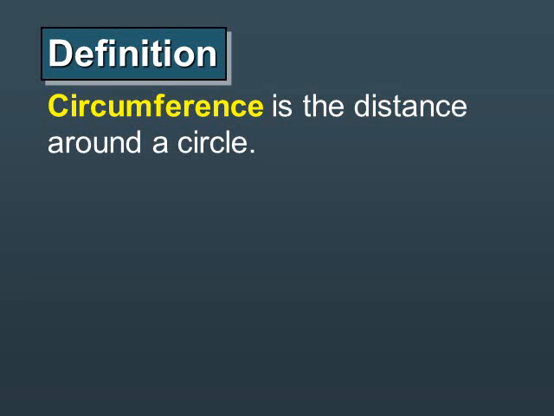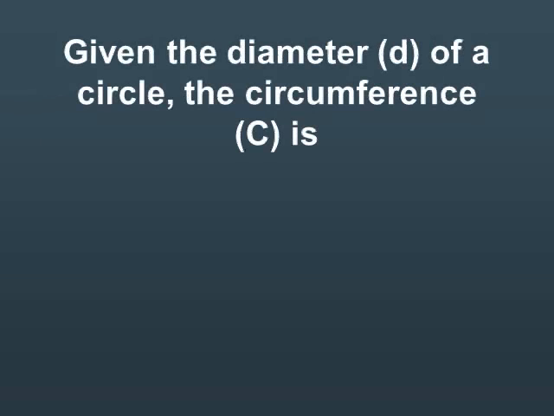Circumference is the distance around a circle. The only difference between a perimeter and a circumference is that circumference is on a circle. Circumference is the perimeter of a circle. But we have a special formula because it's really hard to use a ruler to measure sides of a circle.